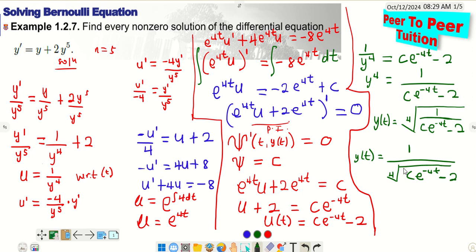And that is the solution. If you like, you can write it this way: y of t is equal to 1 all over the fourth root of c over e^(4t) minus 2. This is also correct.